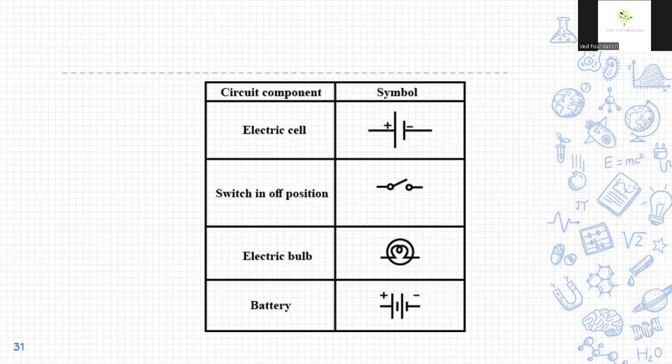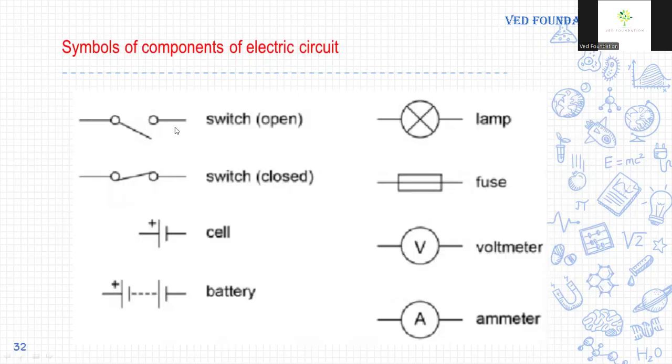Symbols used in electric circuits. Electric cell is represented by this symbol. This is the symbol of an open switch, or a switch in the off position. Symbol for electric bulb. Symbol for battery. Two or more cells are connected serially. This is open switch, closed switch, symbol of cell, symbol of battery, symbol of lamp, symbol of fuse, symbol of voltmeter, ammeter, and if there is G, galvanometer.